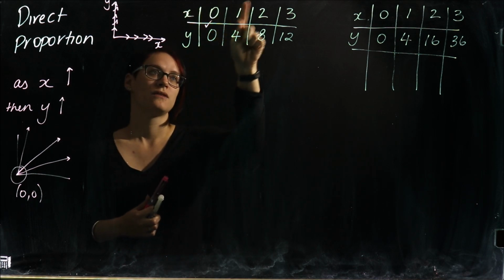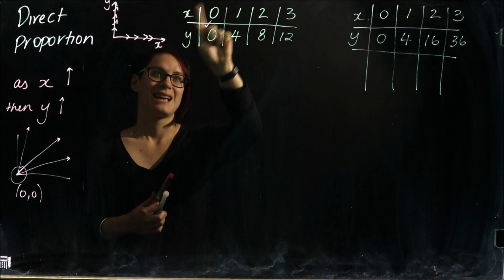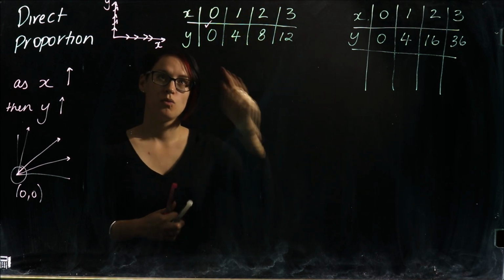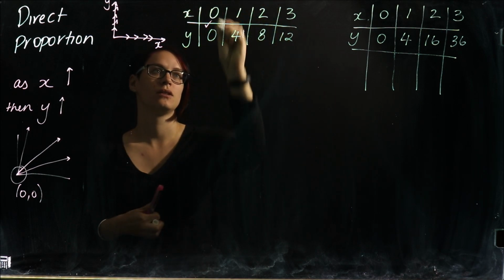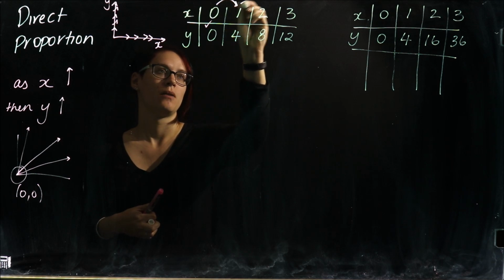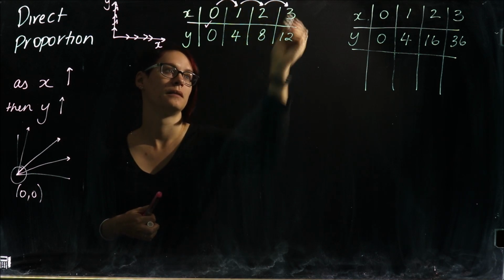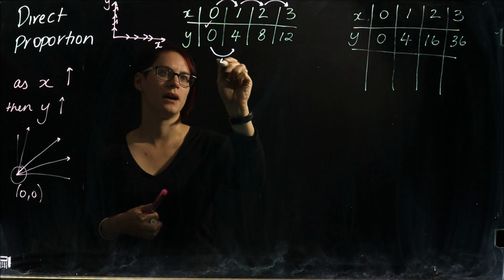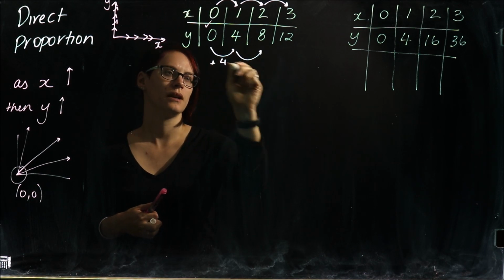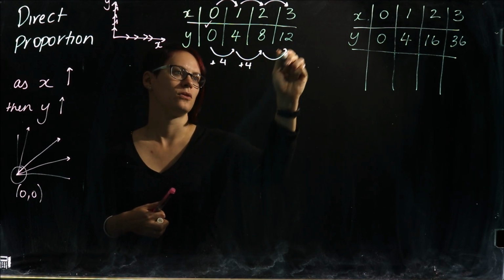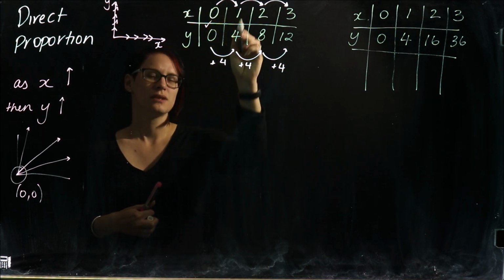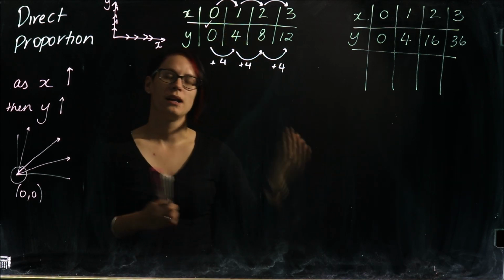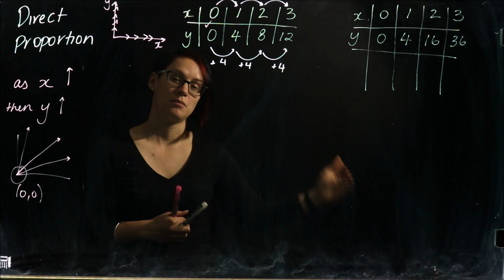We can say we might be on track to figure out if this is direct proportion. What we want to do now is find the relationship between how x moves up and what y is doing. So let's have a look. As x goes up by 1 each time, y is going up by 4. So plus 4, plus 4, plus 4. As x moves up by 1, y moves up by 4 each time.